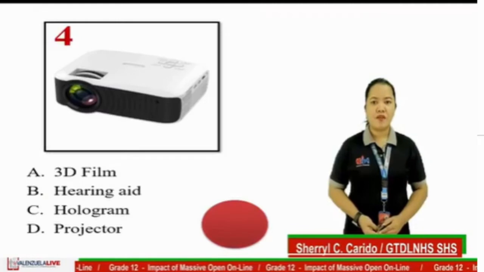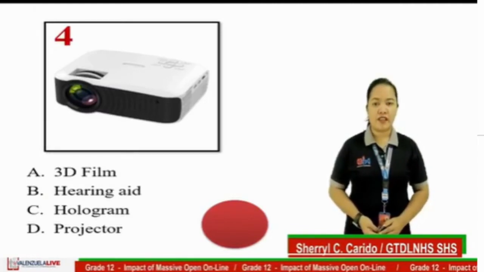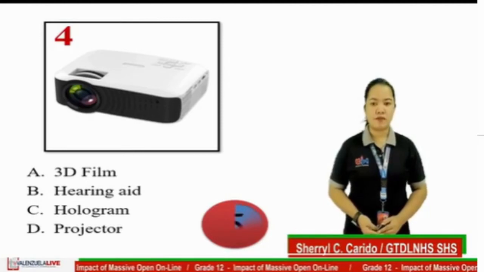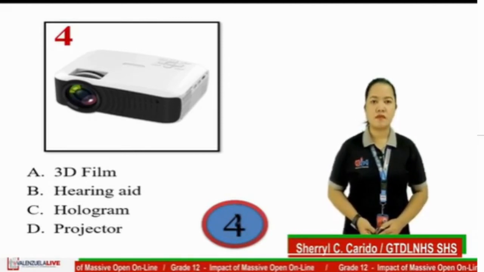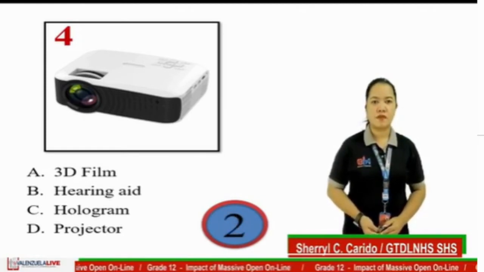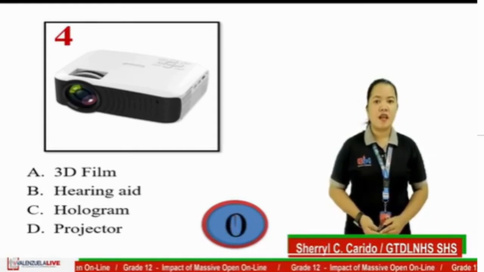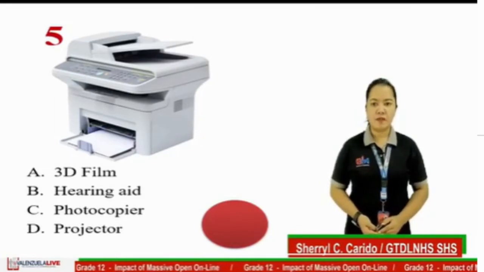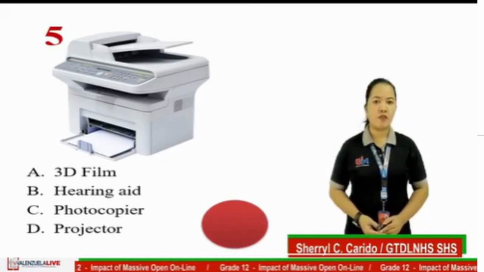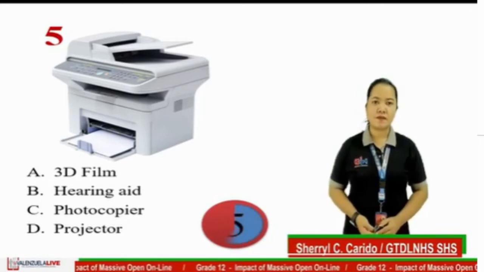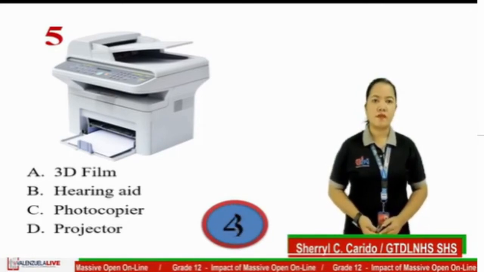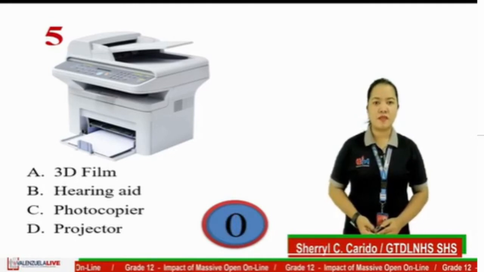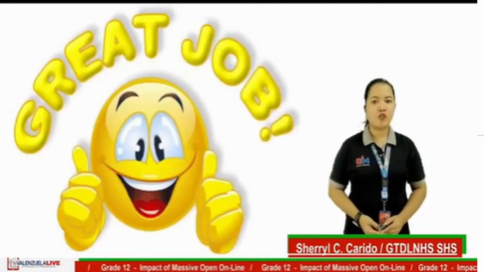Hearing aid. For the fourth question, that picture is A. 3D film, B. Hearing aid, C. hologram, or D. projector? Your 5 seconds starts now. The answer is letter D. Projector. For the last question, that picture is A. 3D film, B. Hearing aid, C. Photocopier, or D. projector? Your 5 seconds starts now. The answer is letter C. Photocopier. Great job, grade 12 students.